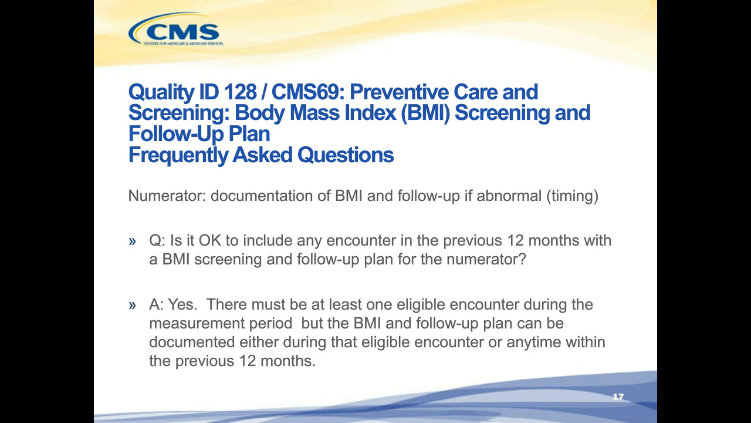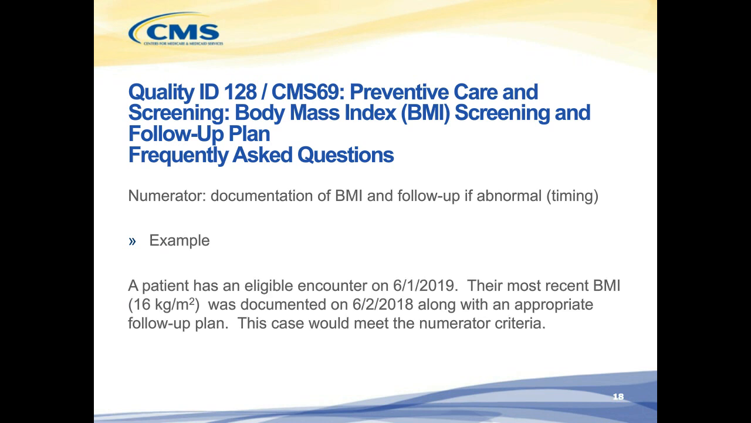Next question. Is it okay to include any encounter in the previous 12 months with a BMI screening and follow-up plan for the numerator? Yes, as long as there is one eligible encounter during the measurement period, and assuming that the BMI and follow-up plan are not documented during that eligible encounter, we look back 12 months, and as long as that BMI and follow-up, if appropriate, are documented in the previous 12 months, that would be appropriate to meet the numerator.